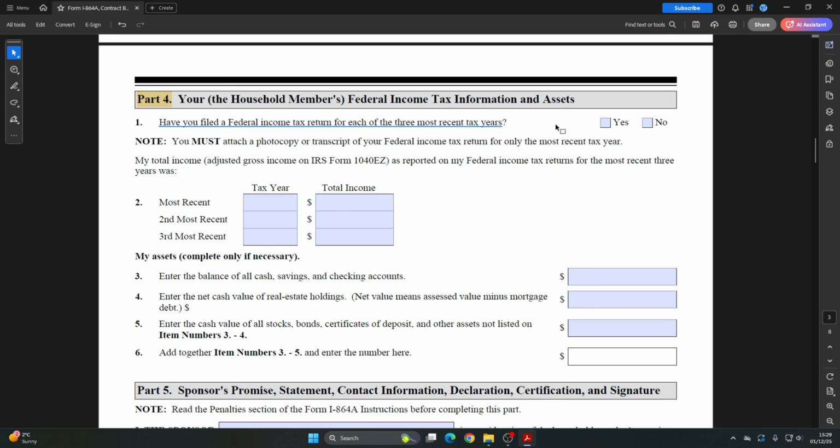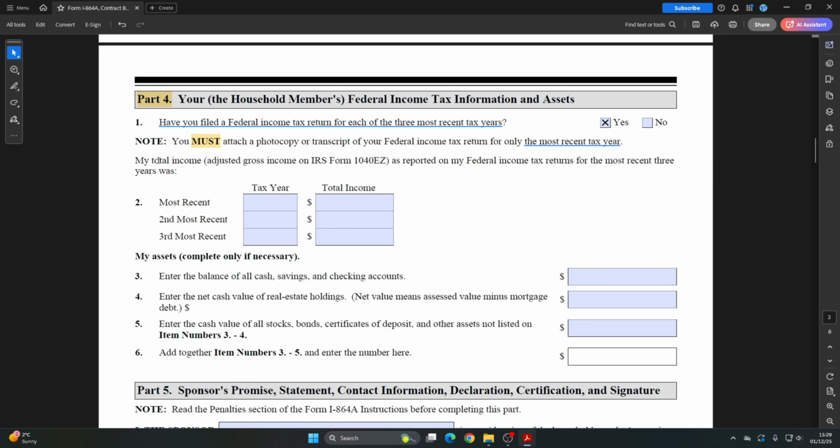Or if you have already filed your 2024 taxes, then that year becomes your most recent tax year. Answer yes if you filed for all 3. If you filed for only one or 2 of those years, then answer no. Now, you only need to attach a photocopy for the most recent tax year.